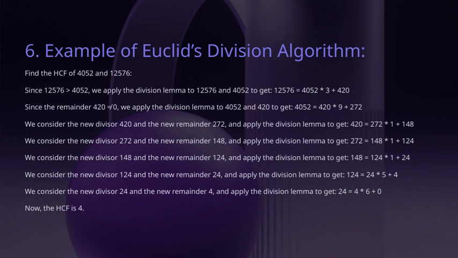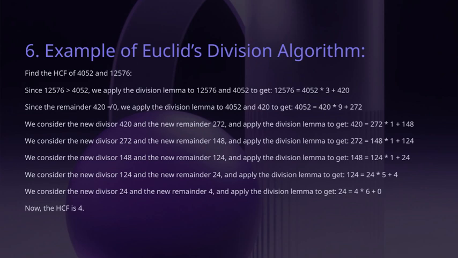Now, to find the HCF of 4052 and 12,576, we follow these division steps, applying Euclid's division algorithm systematically. This process illustrates how the division lemma helps us break down larger numbers into smaller parts to find their greatest common divisor efficiently.